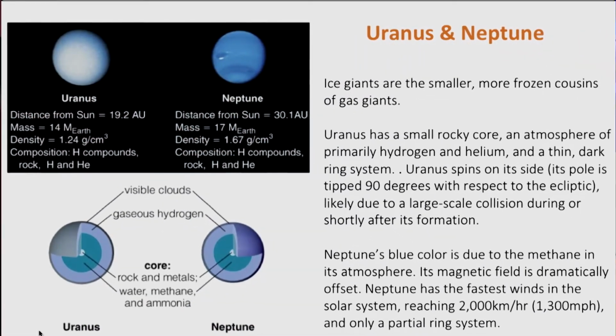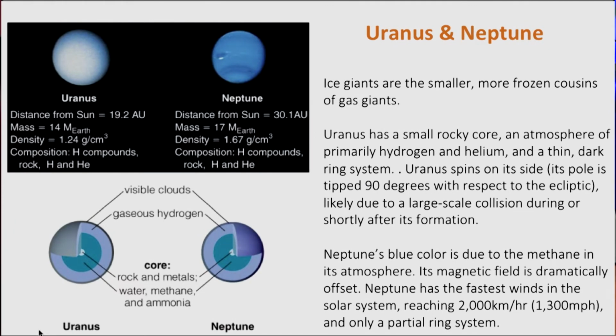There's less known about Uranus and Neptune because they have not received as much direct visitation by NASA probes over the decades. These ice giants are smaller, more frozen cousins of the two gas giants, Jupiter and Saturn. Uranus has a small rocky core, an atmosphere of mostly hydrogen and helium, and a very thin ring system. It spins on its side, with its pole tipped by almost 90 degrees with respect to the ecliptic, giving it enormous seasons of almost a century of summer followed by a century of winter. The reason for its large axial tilt is unclear, but it's probably caused by a collision during or shortly after its formation.